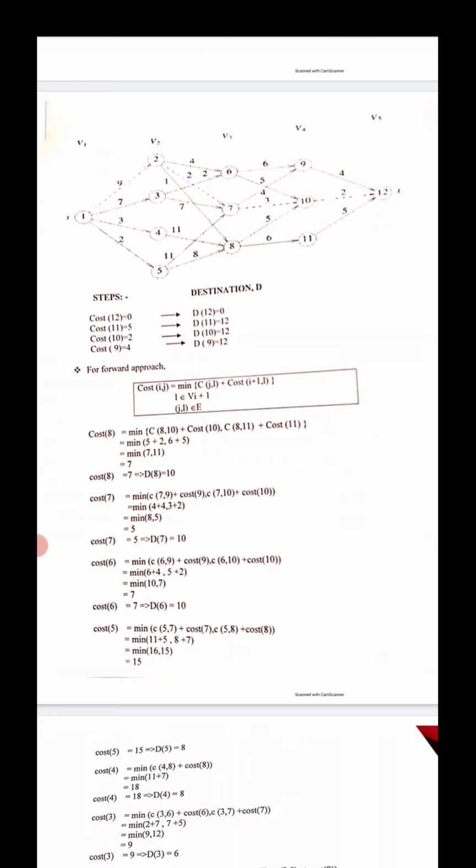Okay, for the forward approach we need to study the formula here.